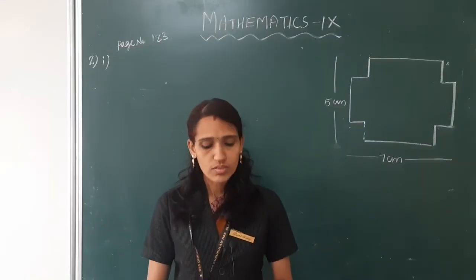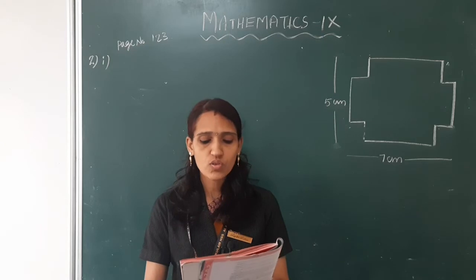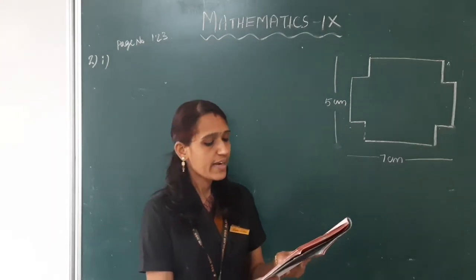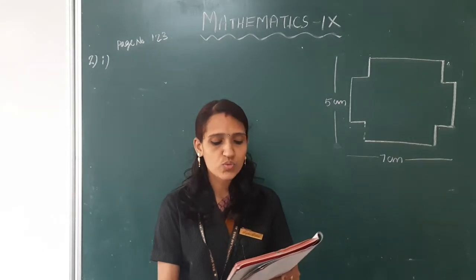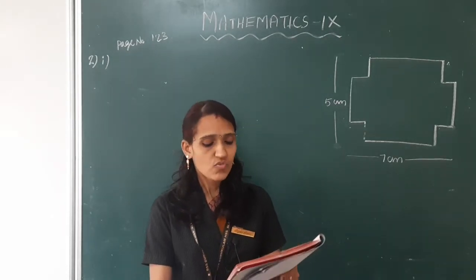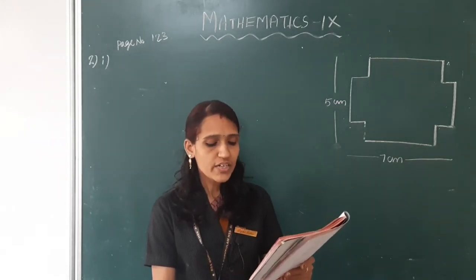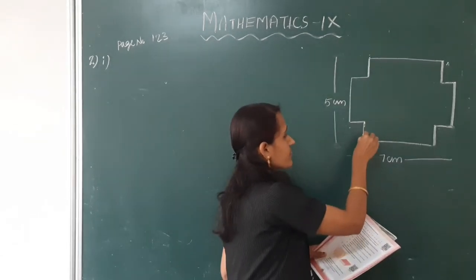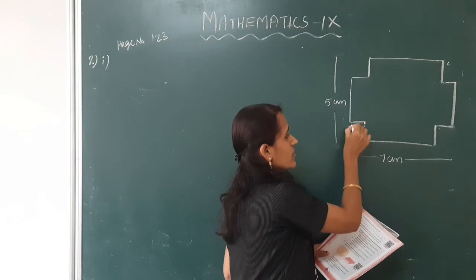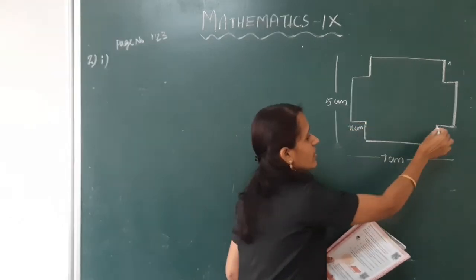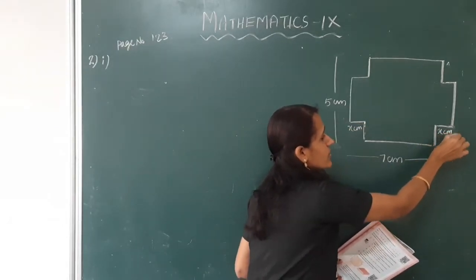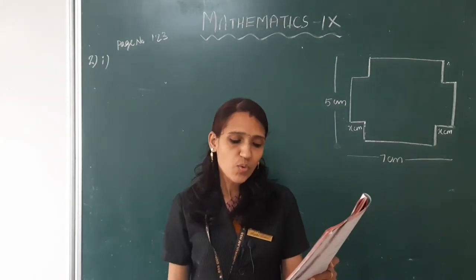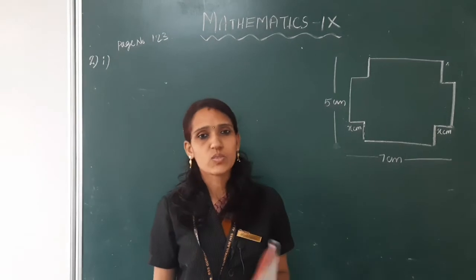Let us do a problem. From the four corners of a rectangle, small squares are cut off and the sides are folded up to make a box. First sub-question, taking a side of this square as x centimeter. This is x centimeter and this is also x centimeter. Write the dimensions of the box in terms of x.